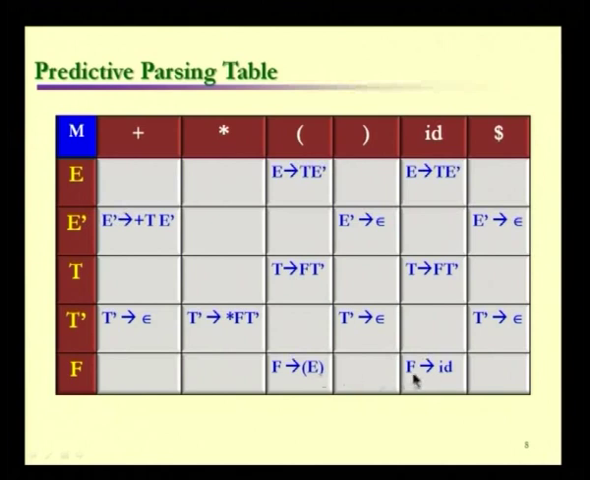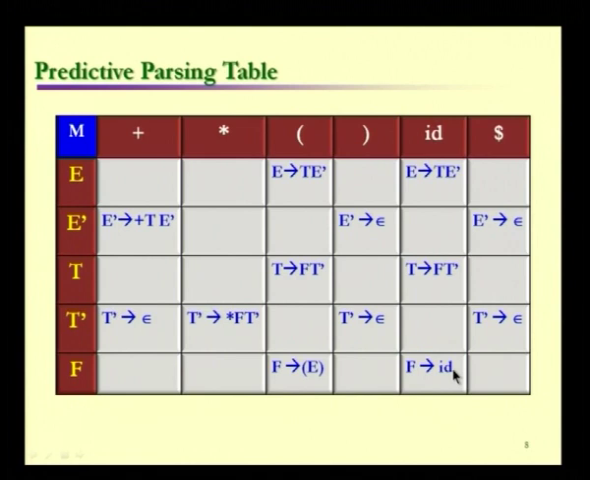And the next one is F derives ID. The first set of ID is ID because ID itself is a terminal, and as a result of that, we write F derives ID into the row called F, column called ID. So the intersection is going to be filled with F derives ID. So now we have seen how we are applying rule number 2 to construct the predictive parsing table entries.